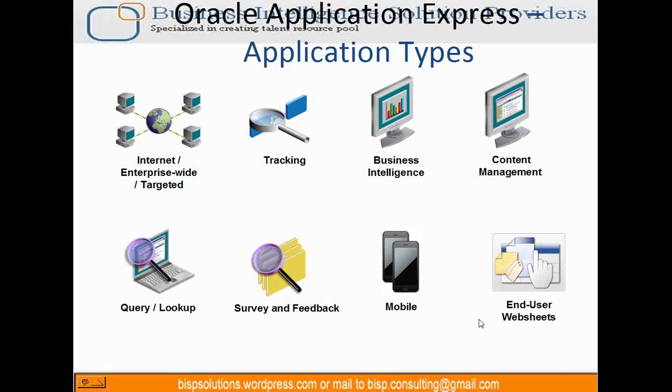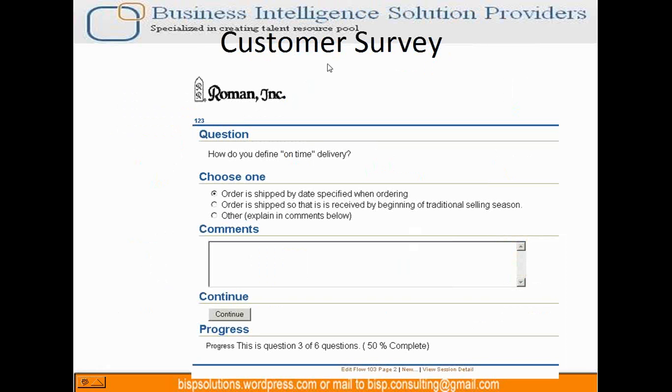This is one such example of a simple Apex application, customer survey. This was developed in just 2 hours. So here again, you can see a choice of radio buttons. You need not go about writing code. Apex already has a radio button item. We just need to drag and drop, say how many radio buttons you need, what should be set when one is selected, what should be the output.